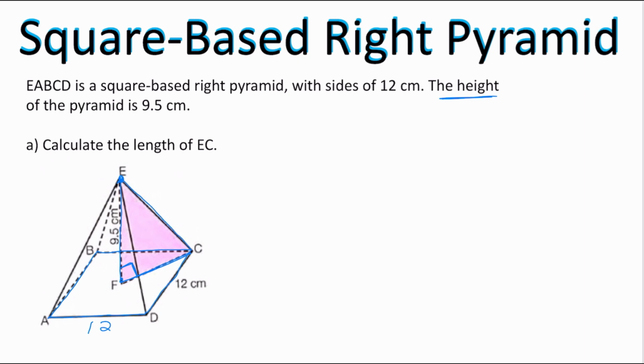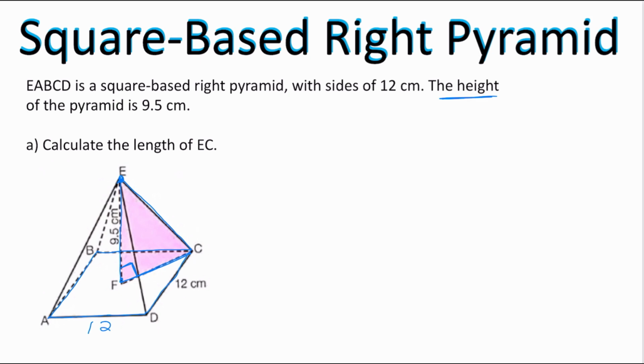Right now we have two unknowns. We don't know any of the interior angles, so we can't necessarily use the trig ratios, SOHCAHTOA, sine, cosine, tangent. Instead, I would like to use the Pythagorean theorem so that I can solve for EC, which is going to be the hypotenuse of that triangle, but I'm still missing FC.